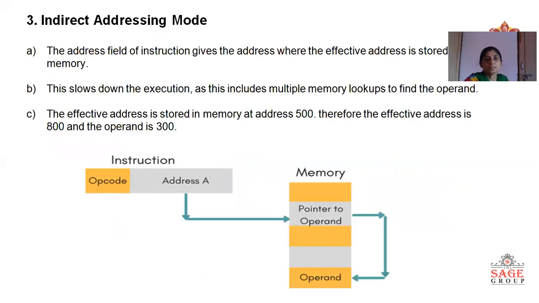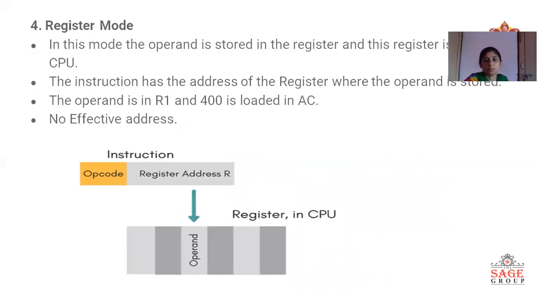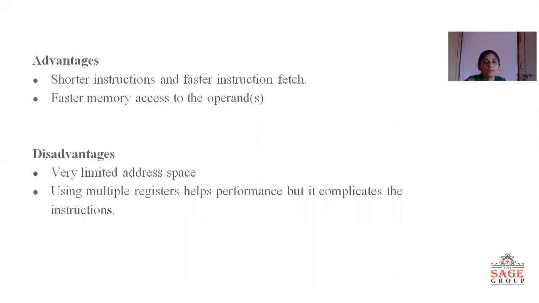The next is register mode. In this mode the operand is stored in the register and there is no effective address. Directly the opcode and the register address are given, which means the operand is directly available and will be loaded into the accumulator. There are a few advantages and disadvantages of this register mode.